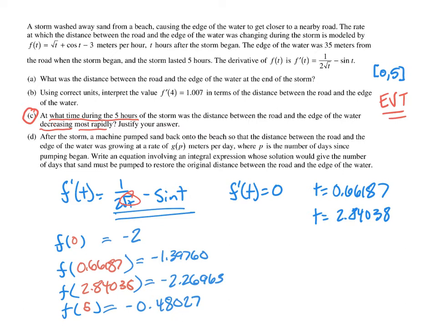And I notice here that the minimum, or the lowest number, is -2.26963. That is when this thing is decreasing most rapidly. And it occurs at 2.840 hours. So in terms of my answer, remember it says at what time during the 5 hours? I was asked to find a time, and my time is, I'm going to round off to 3 decimals, 2.840 hours.